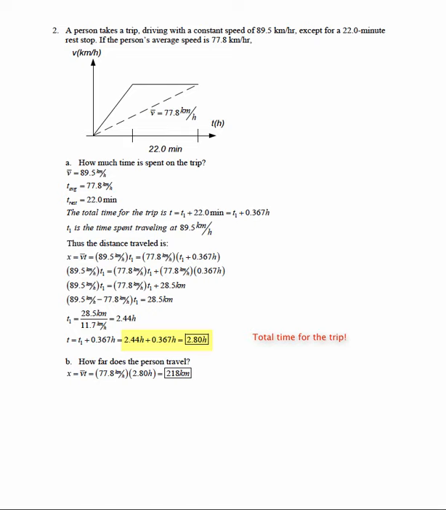Now knowing that, the second part of the problem asks how far does the person travel? Again, we come back to the same expression, distance equals velocity times time. 77.8 kilometers per hour was the average speed. Multiply that by 2.8 hours, we get 218 kilometers is the distance the person traveled.